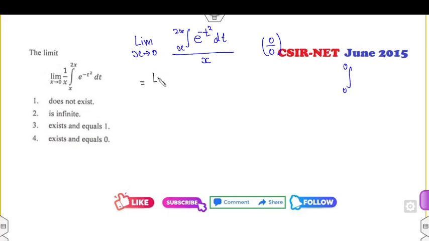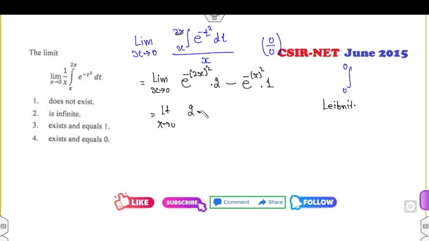Once it's a 0 by 0 form, I can apply the L'Hopital rule. So what is the L'Hopital rule? You have to differentiate this. The denominator is 1. How can you differentiate the numerator part? That's by the Leibniz rule. I can substitute e raised to power minus t square with t as the upper limit, into the derivative of this, minus substitute the lower limit e raised to power minus x square into the derivative of x. So that means the limit as x approaches 0 of twice e raised to power minus 4x square minus e raised to power minus x square. Now substitute the limit: 2 minus 1 is 1, which is my right answer of this.